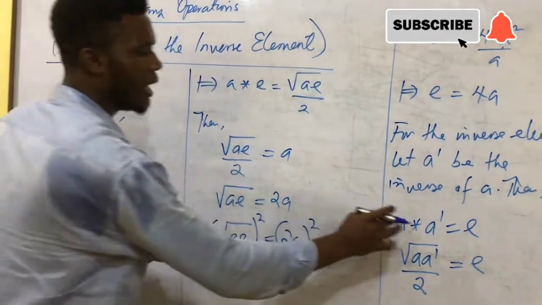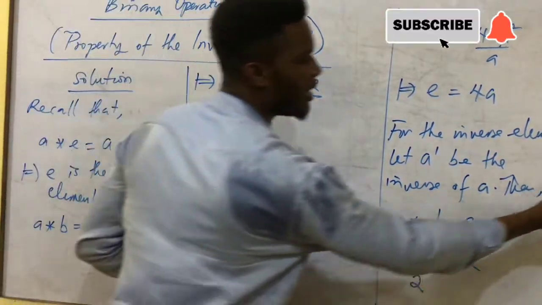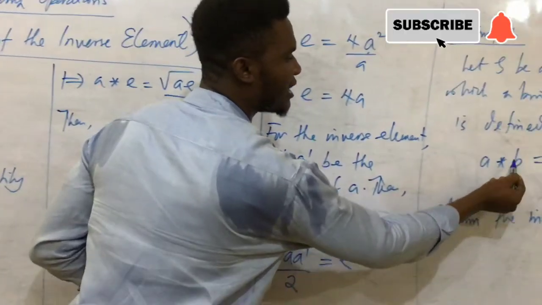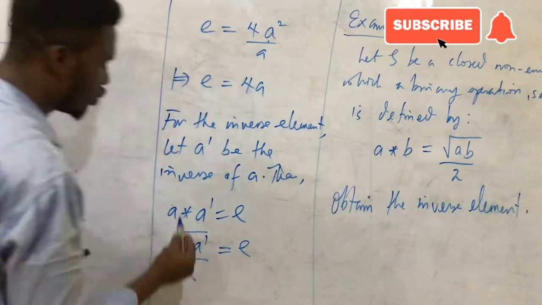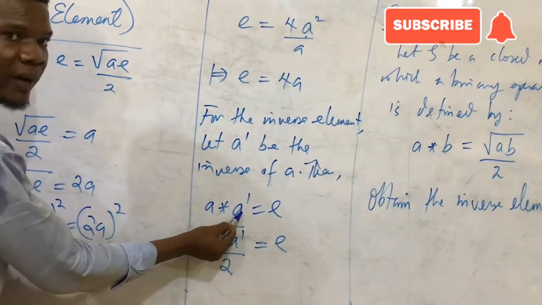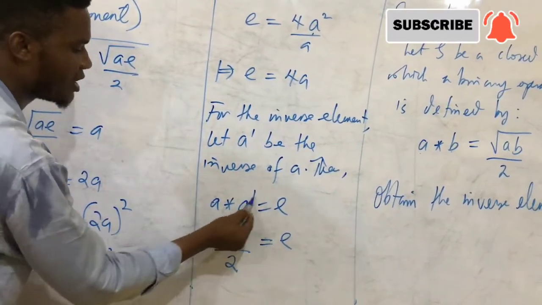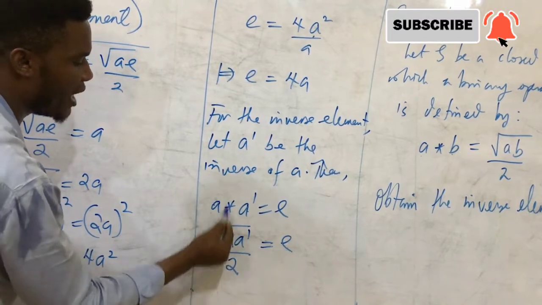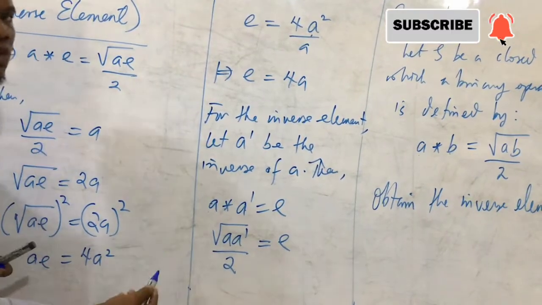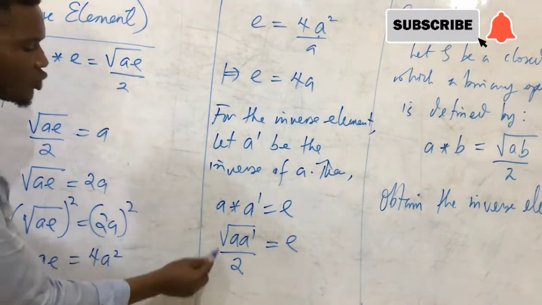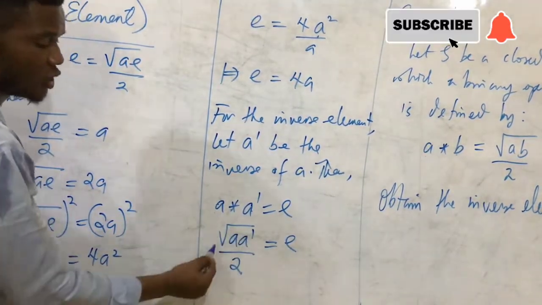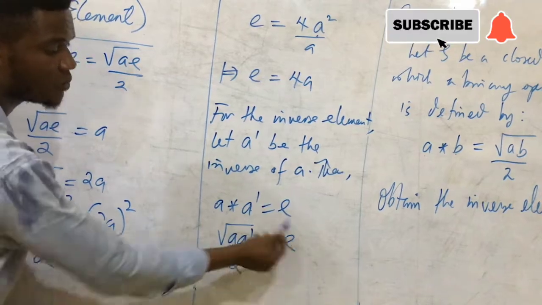Okay? Now, how did I get this? This is coming directly from the question. Anything asterisk anything will give you the square root of the product of the two of them divided by 2. So, if I'm given A asterisk A prime, then A asterisk A prime will give me the square root of A times A prime all over 2. Now, if A asterisk A prime is equal to E, it implies that the square root of A times A prime all over 2 must be equal to E.